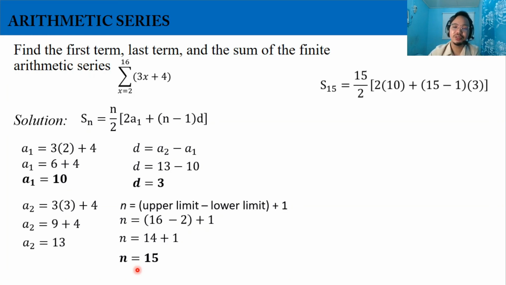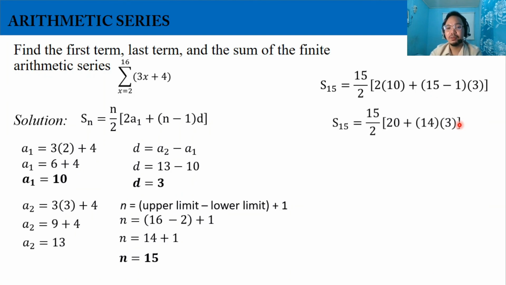Then, let's substitute. We're going to find the value of S sub 15, or the sum of the 15 terms of the arithmetic sequence. Then n over 2, that is 15 over 2, because n is equal to 15. Then 2 times 10, where 10 is the first term, so we have 10 plus quantity 15 minus 1, where 15 is the number of terms, then multiplied by 3, which is the common difference.